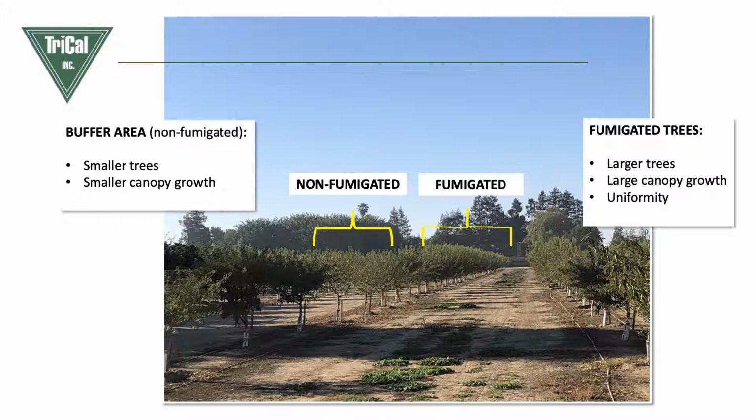Here's another image that helps illustrate the importance of soil fumigation. It is evident in the non-fumigated area, the buffer area, you can see visually smaller trees and smaller canopy growth. Comparing it to the fumigated area, you can see visually larger trees, larger canopy growth, and uniformity.